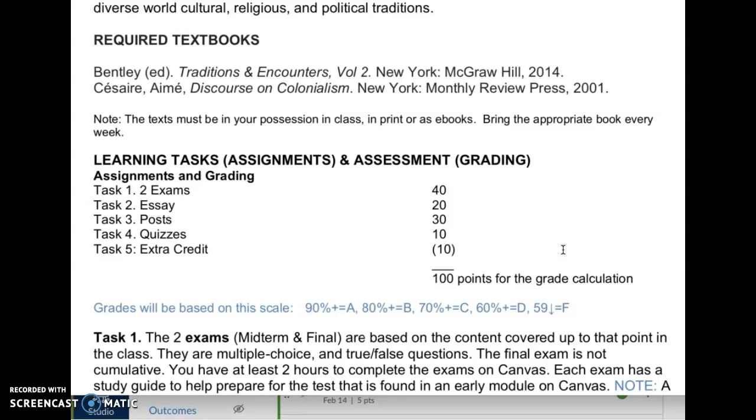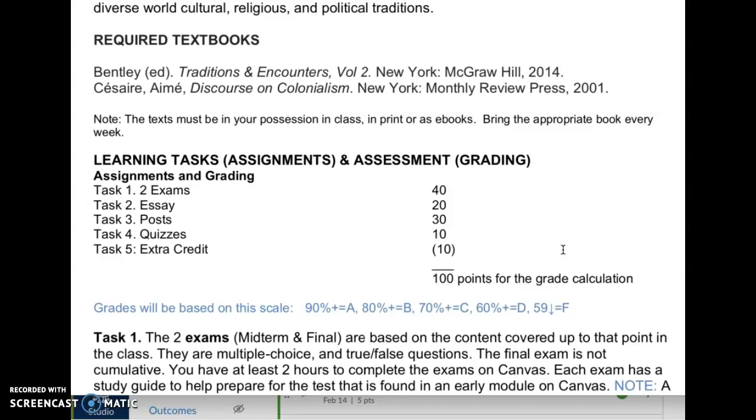So, in summary, you have 2 exams, a midterm and a final. One written paper, an essay, about 6 discussion posts throughout the semester, and I would say most of them are earlier in the semester. 2 quizzes, and those are going to be based on viewing a film and then taking the quiz by the end of the week. And the 5th one is optional, but I would really encourage you to do the extra credit.